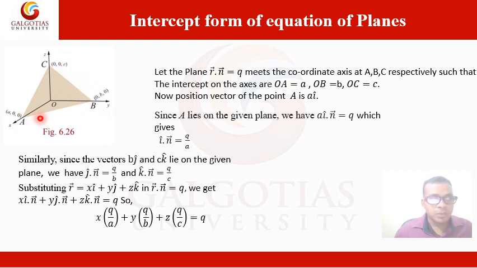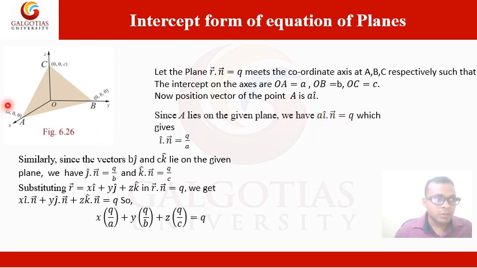So the intercept on the x-axis is at point A, with coordinates (a, 0, 0). The intercept at point B is on the y-axis, so the coordinates are (0, b, 0). In the same way, the intercept at point C is (0, 0, c), that is on the z-axis. So if I want to get the result, what is happening? Since A lies on the x-axis, the rest of the parts are 0.